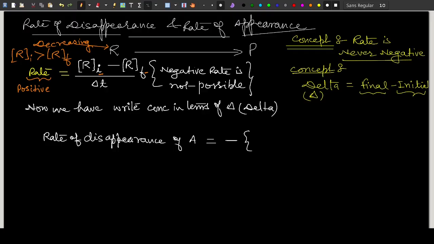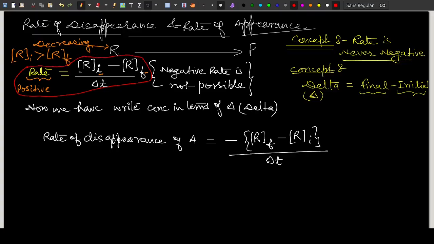So final minus initial, or final R minus initial R, upon delta t. It means we are taking the minus common from here. Look here, we are taking the minus value common. When we take the minus common, then it is minus this one. Now here we can write minus delta R upon delta t.